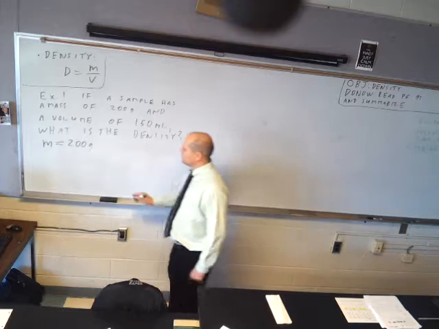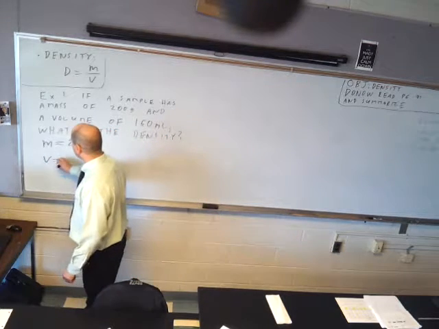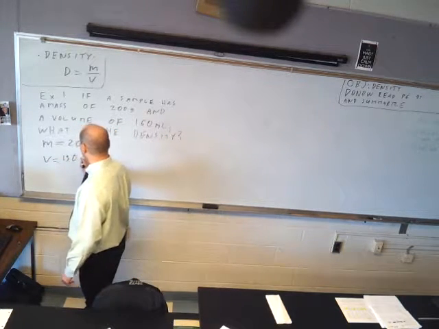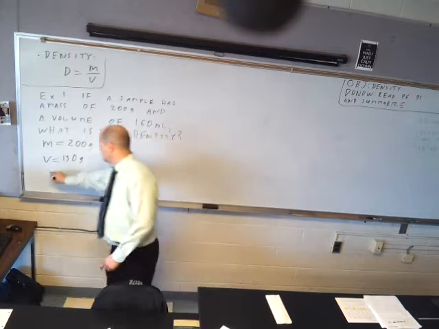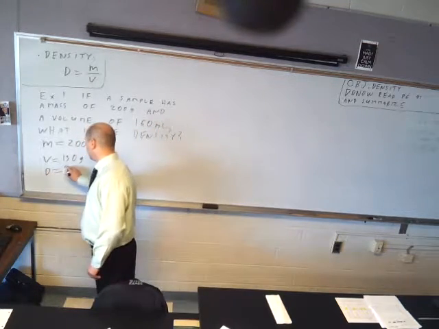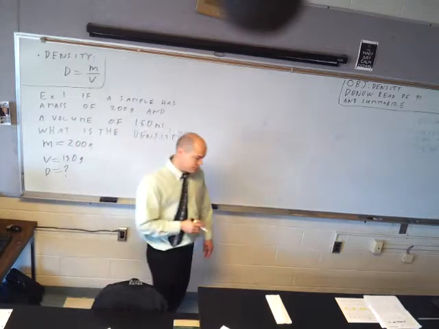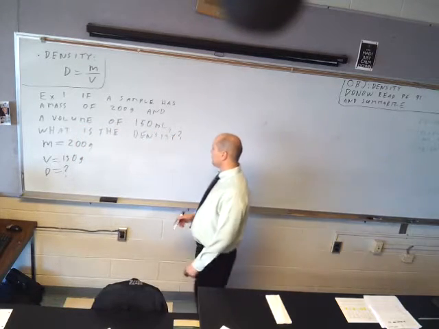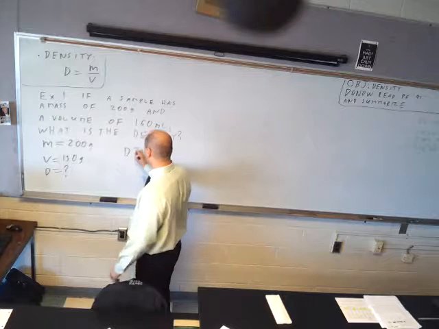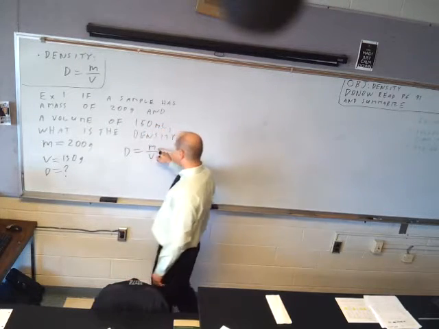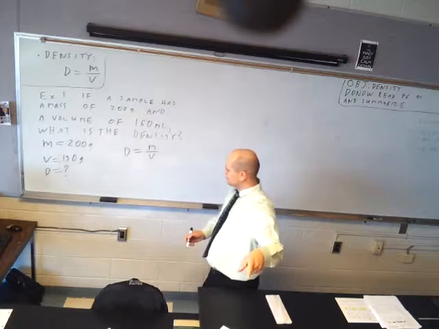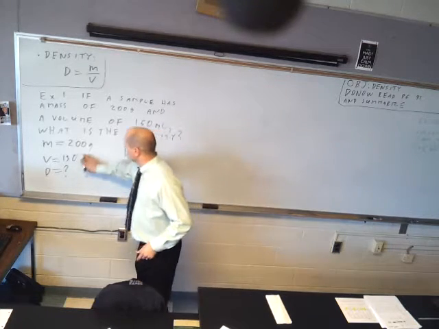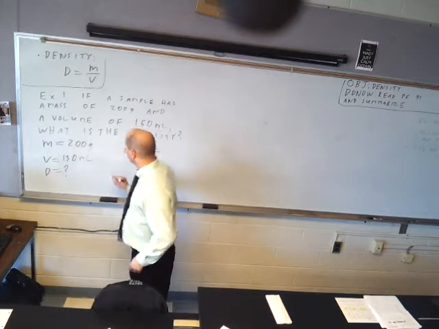Same thing with the volume, V equals 150 grams. And I also want you to list the thing you're looking for. D equals question mark. So of course this is really easy. Density is mass over volume, so we're just plugging in numbers for M and V. Wait, what? Isn't volume 150 milliliters? Thank you. Good catch.